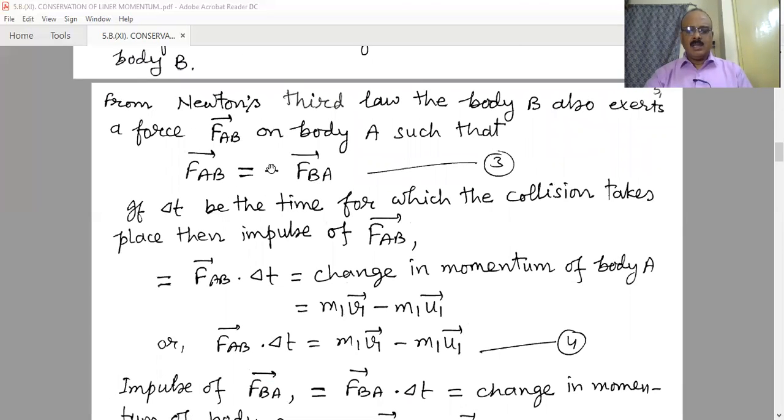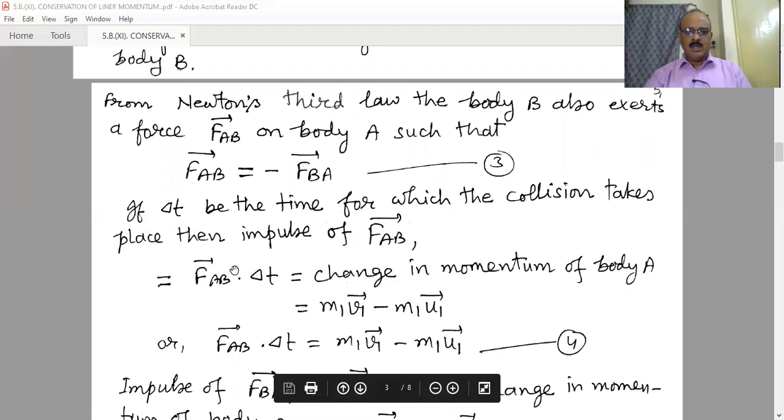Minus sign indicates that it is opposite in direction. If delta t be the time for which the collision takes place, then the impulse of FAB, impulse meaning force into time of impact, or time of interaction, or time of collision. In this case, we are taking that as delta t. Therefore, what is the impulse?